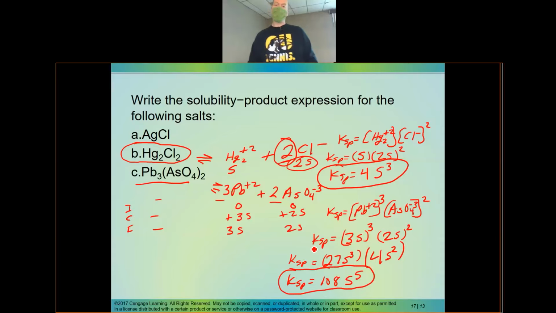All right, so your Ksp, the first one, AgCl, when we did that, the Ksp was equal to S squared. And for Hg2Cl2, the Ksp is 4S to the third. For the Pb3(AsO4)2, it's 108S to the fifth. So you have to do it every time. There's 4 of the common ones. These are 3 of the common ones. And then there's a couple others that you might see, but 99% of them are the main 4.